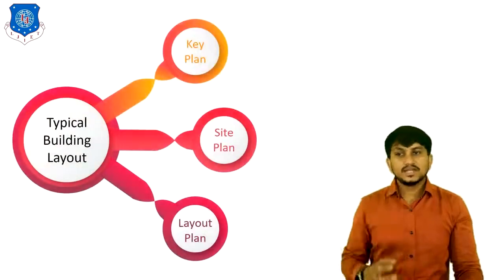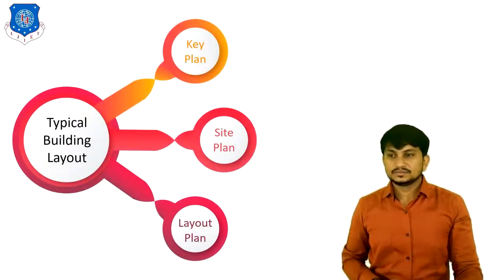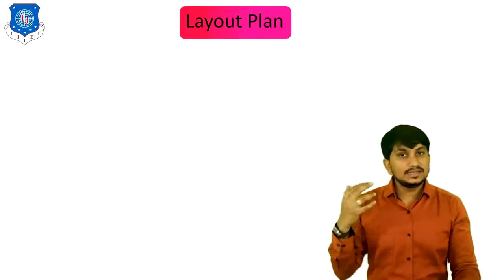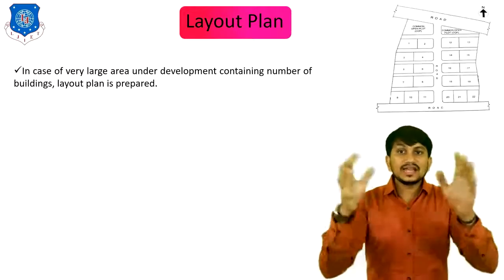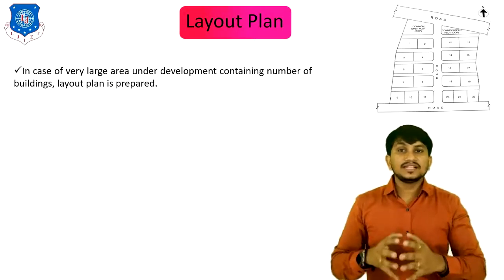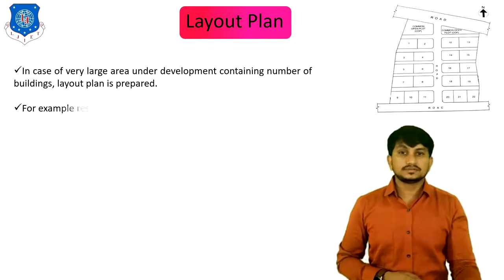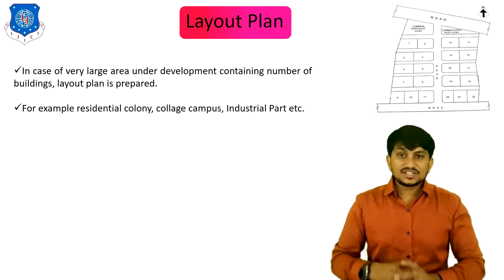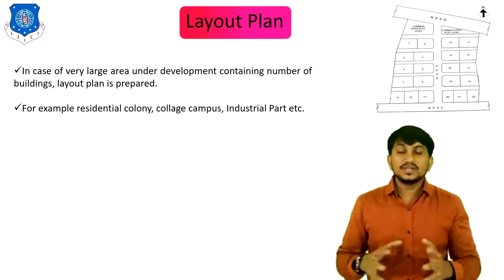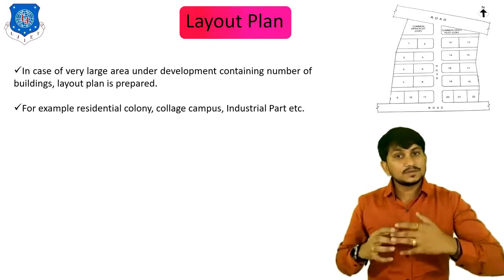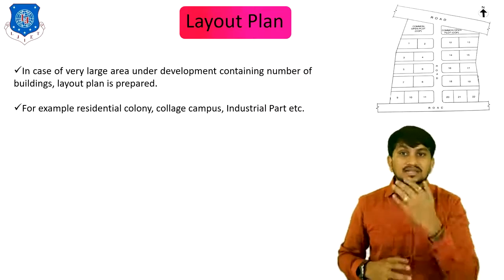Now let's understand the layout plan. Where layout plan is useful? In case of very large area under development containing number of buildings, layout plan is prepared. This is the example of layout plan. For example, residential colony, college campus, industrial park, etc. require layout plan because there are number of subplots or number of sub-buildings.